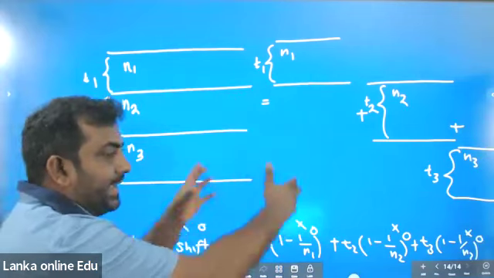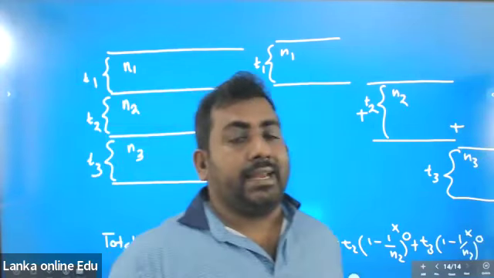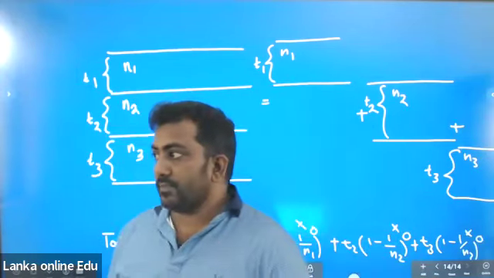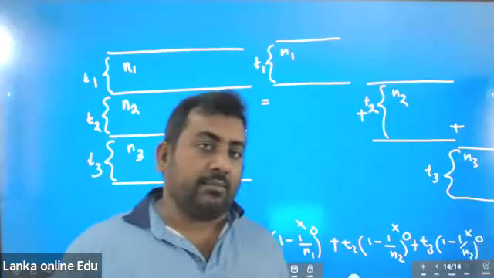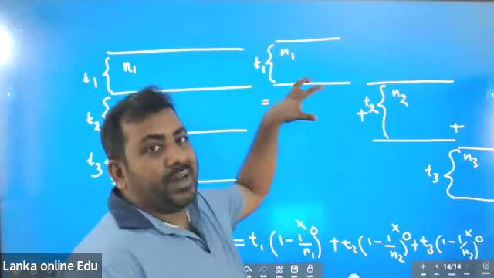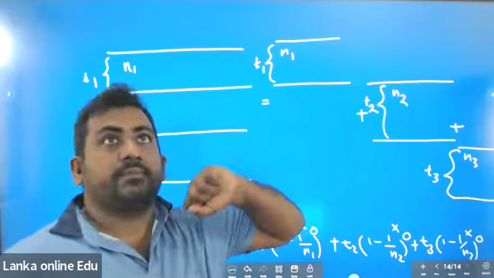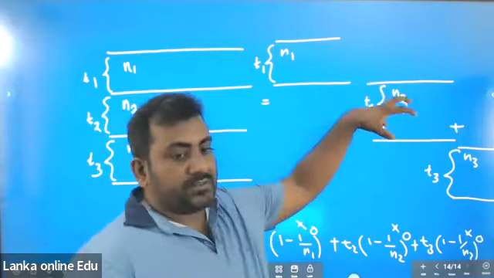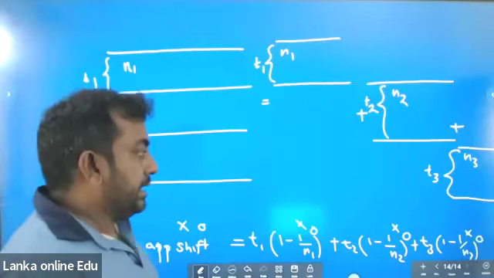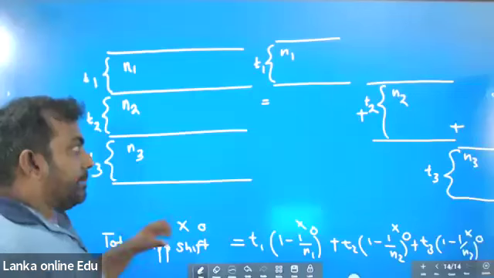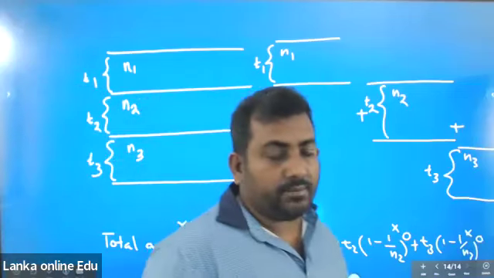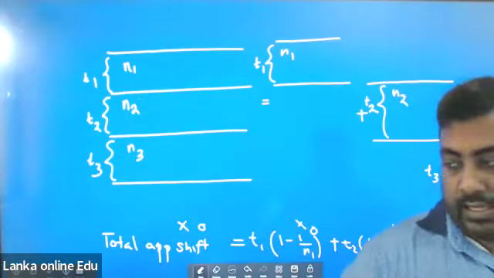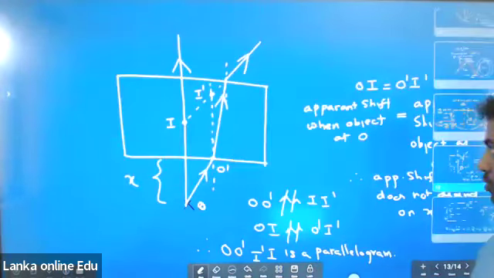It is the scalar sum of the individual apparent shifts in each medium. Okay. We'll go back to the earlier one, prove it, then you can write this.